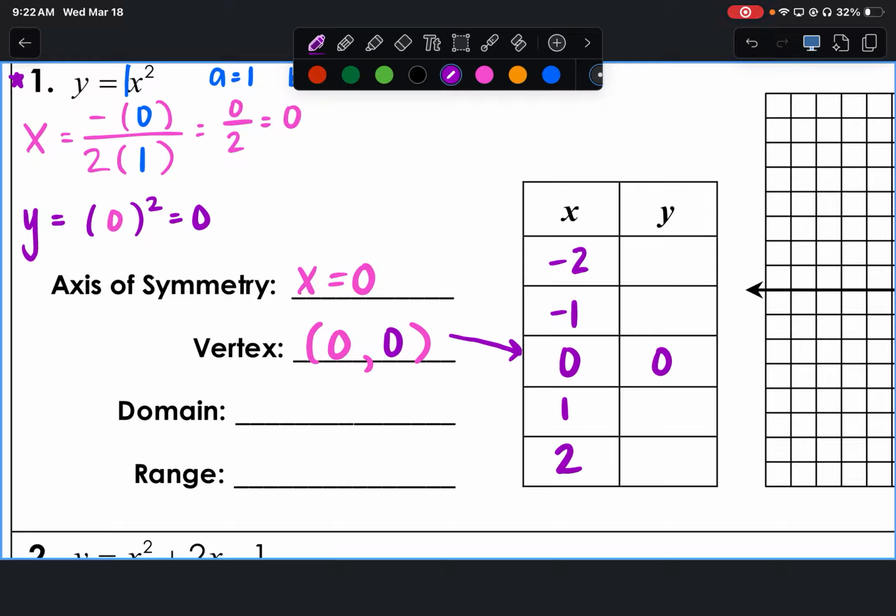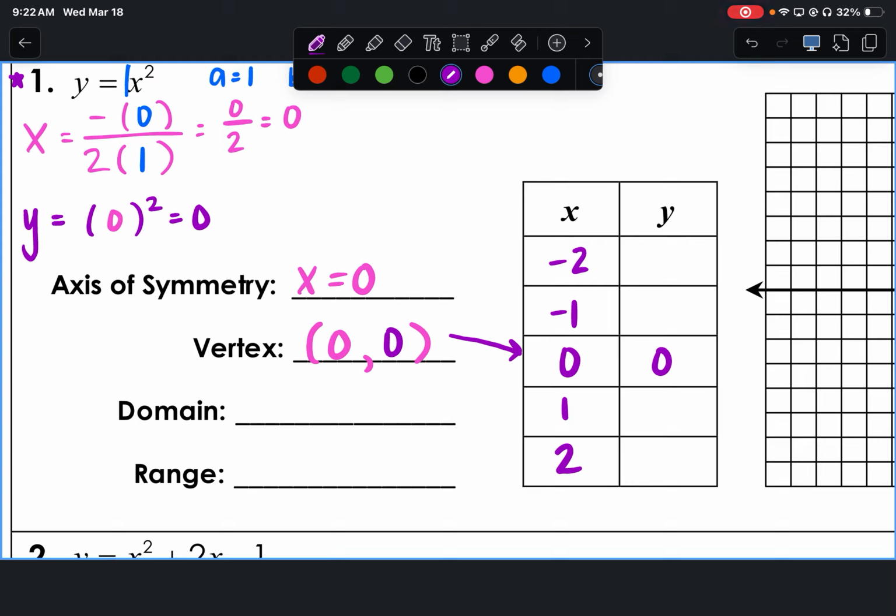Okay, so what we're going to do is use our graphing calculator. We're going to click y equals, clear it out if there's something there, and we're going to type in x squared. Once you have it in, we do second graph, and it gives us our table of values. You can scroll through that to find what you need.